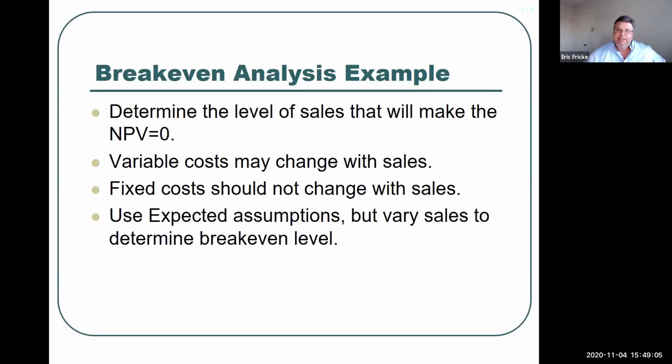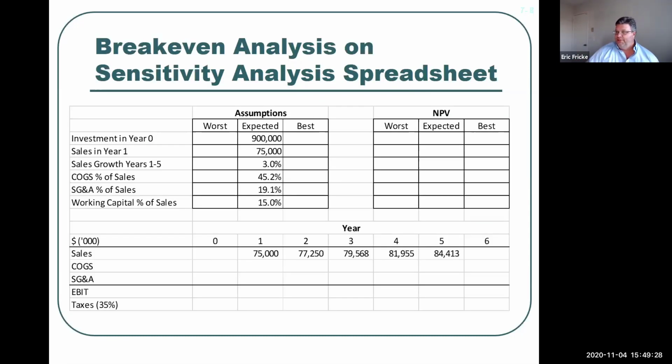So the idea behind the break-even analysis is we're going to use all our expected assumptions that we already made, but we're going to vary sales. We're going to keep changing the sales number to see at what point we get a zero NPV, our break-even level. So this is the spreadsheet.